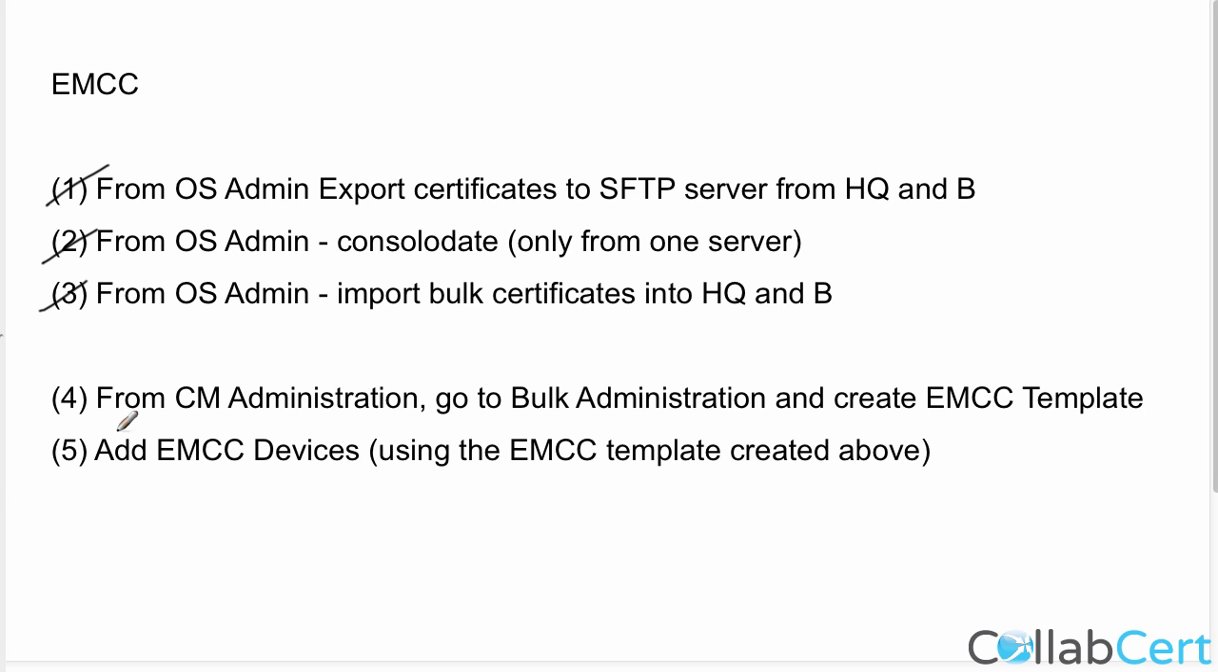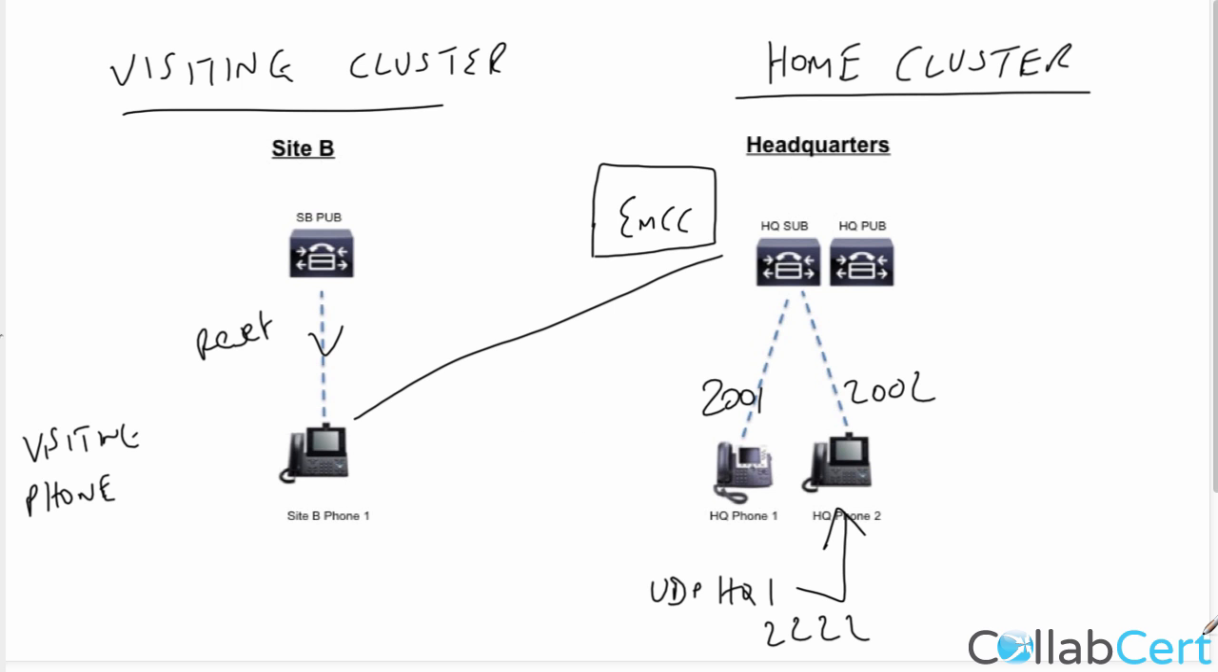Alright, so I've created that template, the EMCC template, and I've created the devices. Let's just take a very simple example. Let's talk about date time, the time zone of the phone. My Site B is in the Eastern Standard Time, UTC -5. And over here, headquarters is in Pacific. This is Pacific time -8. So when I have this phone register back to the HQ cluster, I want to preserve the correct time.